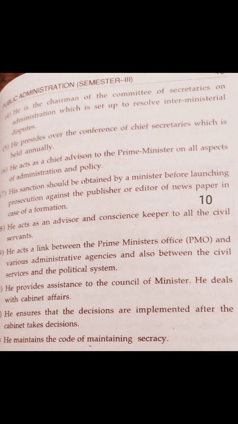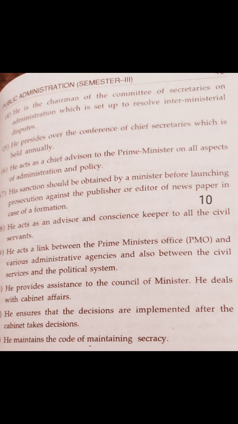Sixth, he acts as a chief advisor to the Prime Minister on all aspects of administration and policy. Seventh, his sanction should be obtained by a minister before launching prosecution against the publishers or editor of a newspaper in case of an information leak. Eighth, he acts as an advisor and conscience keeper to all the civil servants. Ninth, he acts as a link between the Prime Minister's Office (PMO) and various administrative agencies, and also between the civil services and the political system.